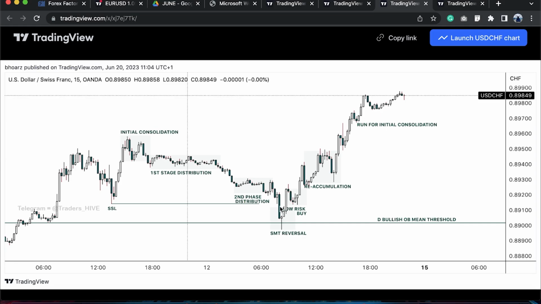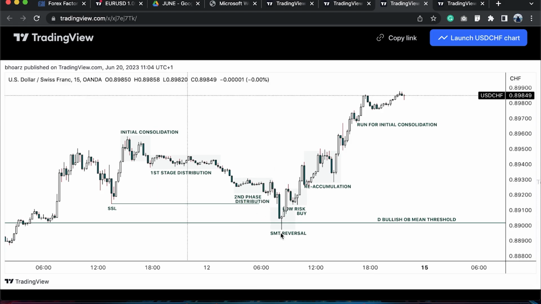And then you can see as the market trades down, that high time frame level here is a daily bullish order block mean threshold, and once we run lower there, this is happening at London session. So this starts at London open, 6 a.m., that's the start of London open, where we have the initial consolidation. I'm going to talk more about the timing of each session.